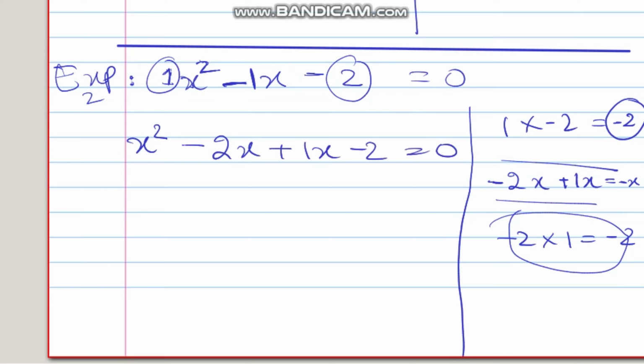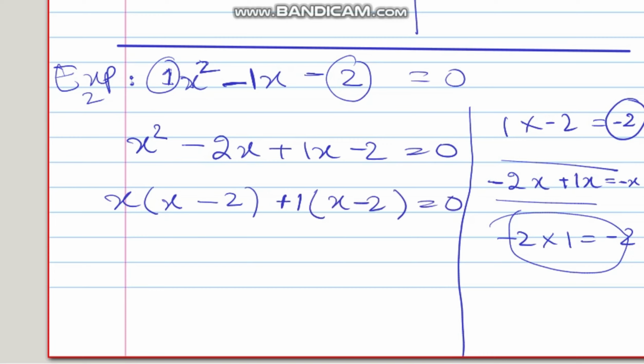After this, dear students, just take the common. X is common in the first two terms, so x into x minus 2. And here, what is common? 1 is common. If nothing is common, then 1 will be common. So take the 1 common: plus 1 into x minus 2 is equal to 0.